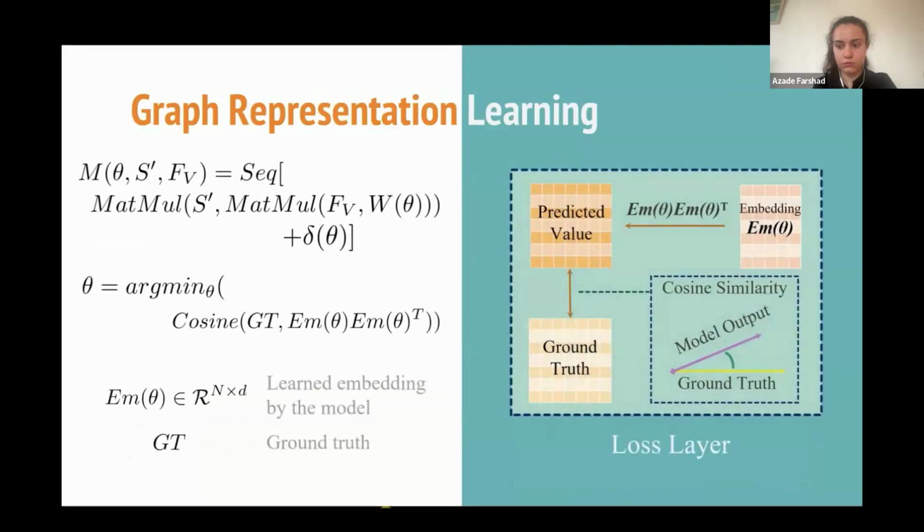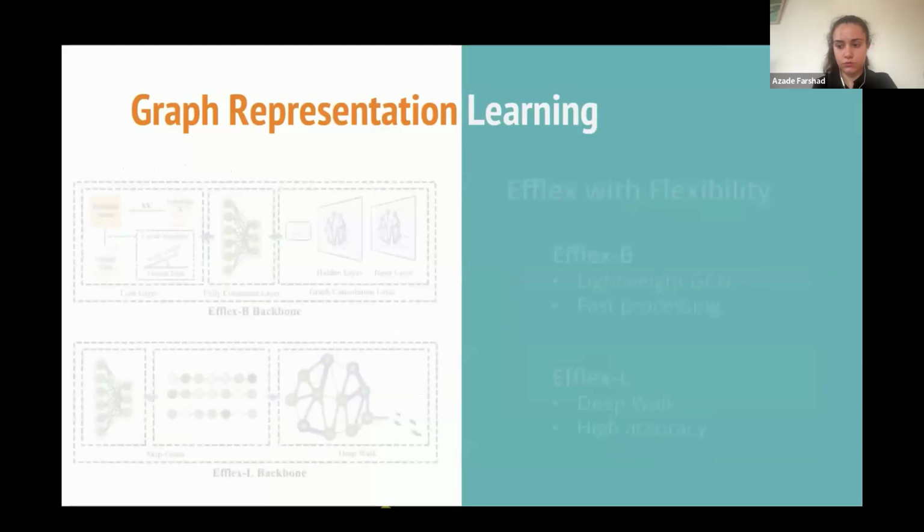The output of the model, indicated as EM theta, is the learned embedding of n trajectories, each as a 1 times D embedding vector, where D is the preset embedding dimension. To instruct the model to generate accurate graph embeddings, we employ cosine similarity distance as a loss function. Here, GT indicates the ground truth, computed as the Euclidean distance between every two trajectories in the dataset.